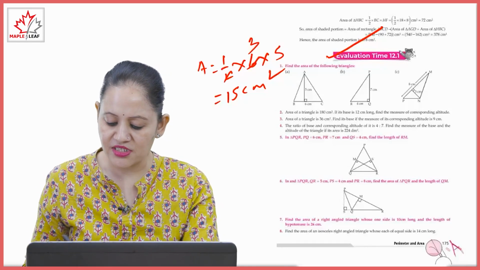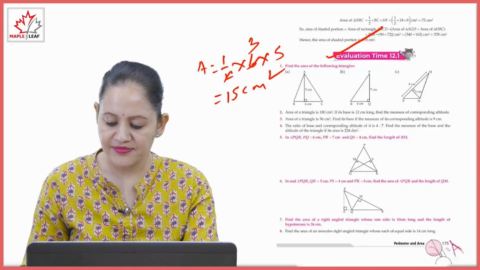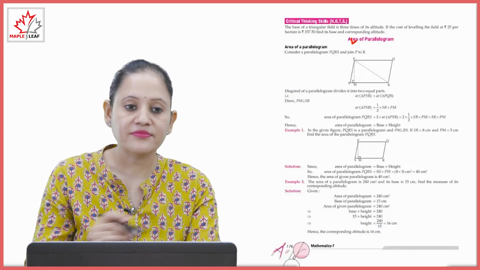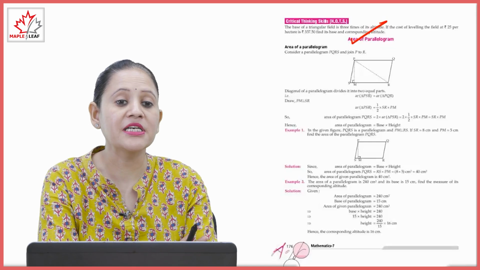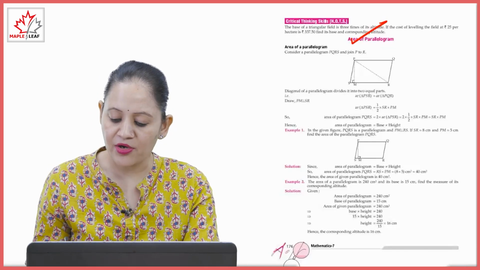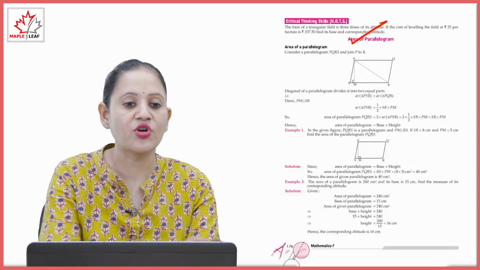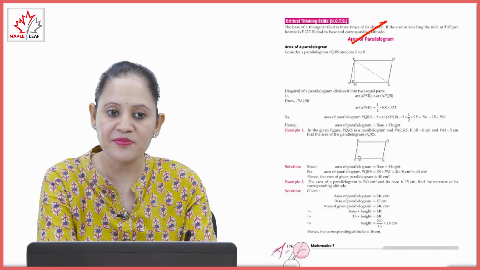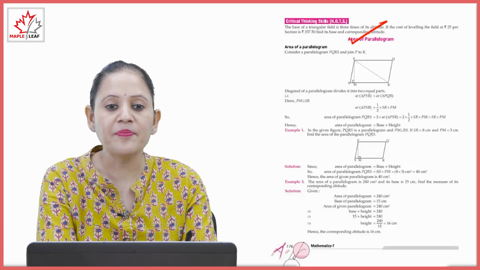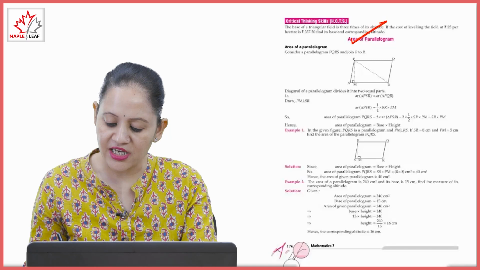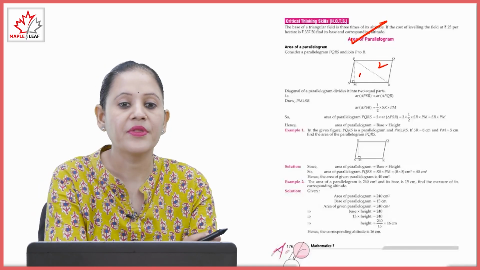Practice all the questions of this exercise. Next is area of parallelogram. Consider the parallelogram PQRS, join P to R. यहाँ पे एक पैरेललोग्राम PQRS में, हमने P को R से ज्वाइन कर दिया है. Diagonals of the parallelogram divide it into two equal parts. Two equal parts में divide किया है. So triangle PSR and triangle PQR. Two triangles हैं, 1 and 2.